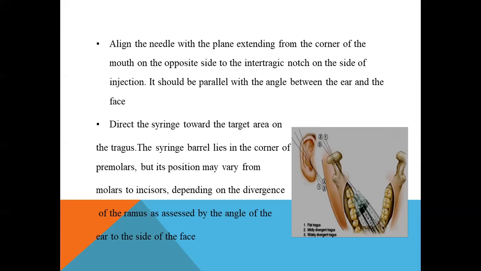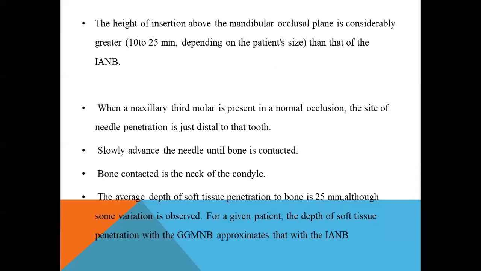The syringe barrel lies in the corner of the premolar, but its position may vary from molar to incisor depending on the divergence of the ramus as assessed by the angle of the ear to the side of the face. The height of insertion is above the occlusal plane. So this is also similar to that of the standard inferior alveolar nerve technique. When a maxillary third molar is present in normal occlusion, the site of needle penetration is just distal to that too. Slowly advance the needle until bone is contacted.